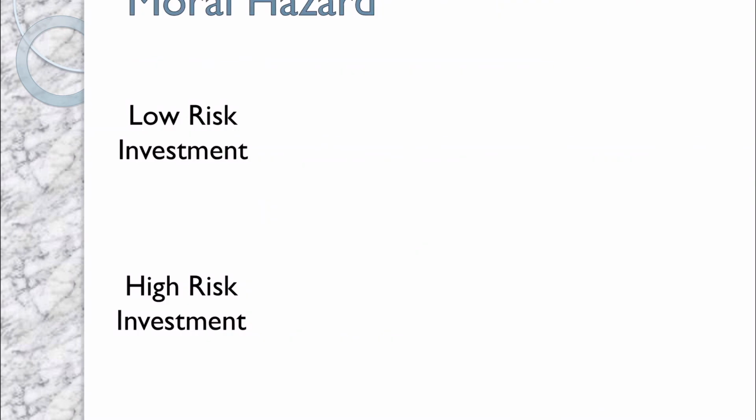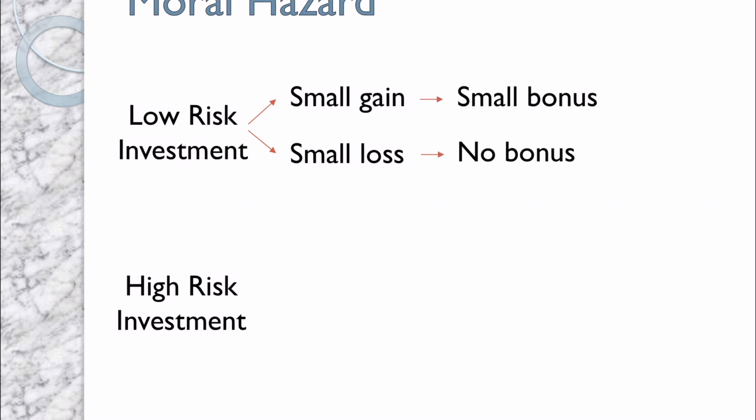So here's a real basic hypothetical example to showcase what a moral hazard is. Typically, you have a low-risk investment or a high-risk investment. When you make a low-risk investment, you have two different scenarios: a small gain or a small loss. As a bank manager, your compensation in these two scenarios would either be a small bonus if there's a small gain, or if there's a small loss, typically no bonus because it's just a small loss.